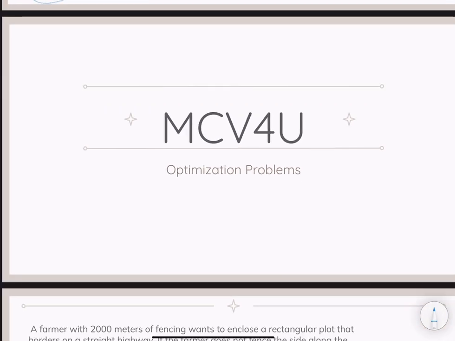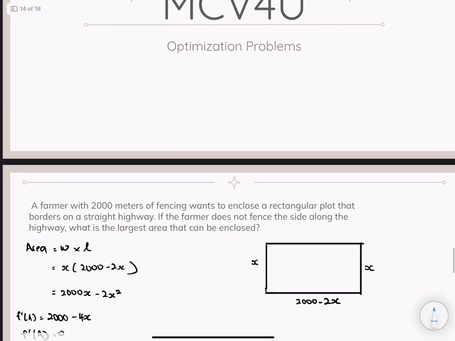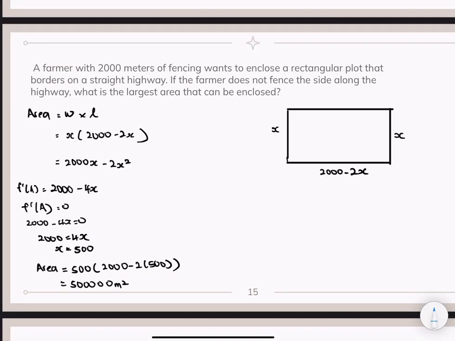Now I'm going to talk about the optimization problem. It is actually a mathematical modeling question. So a farmer with 2,000 meters of fencing wants to enclose a rectangular plot that borders on a straight highway. If the farmer does not fence the side along the highway, what is the largest area that can be enclosed? So we highlight the key point. We need to find the area, and this is a rectangle and 2,000 meters.